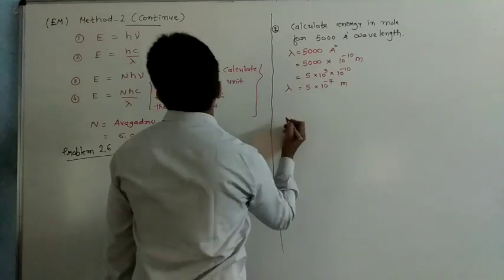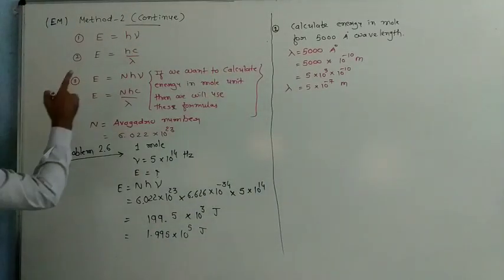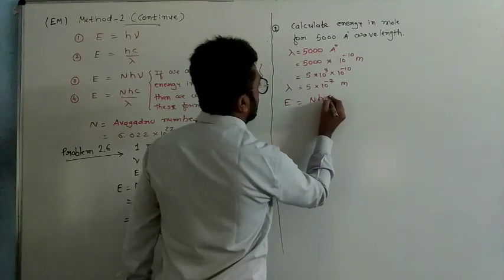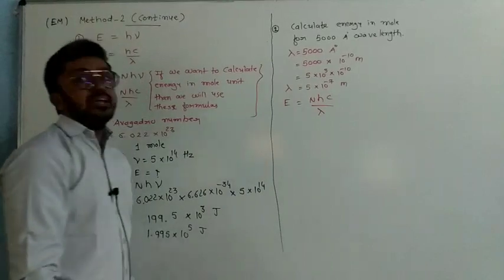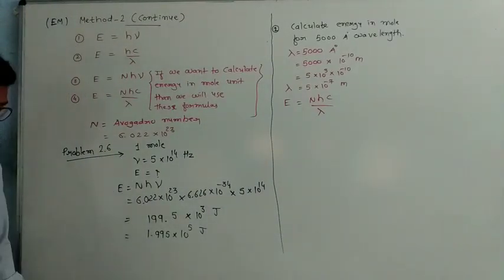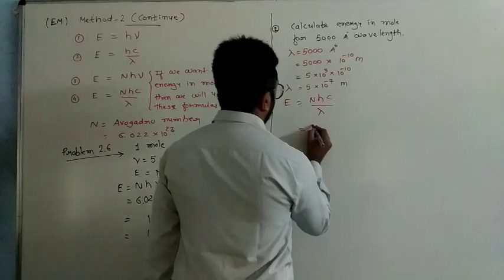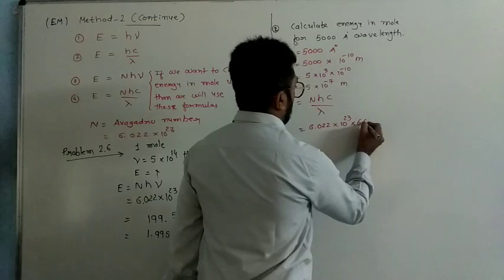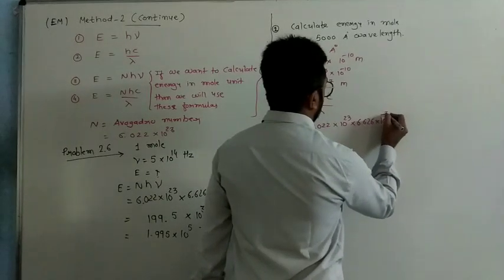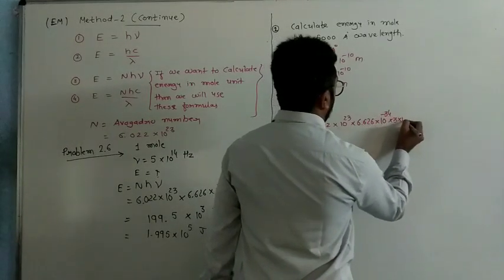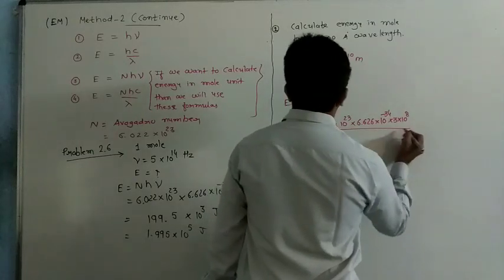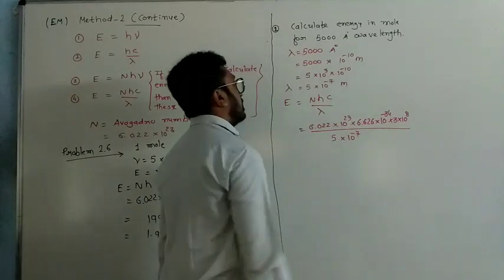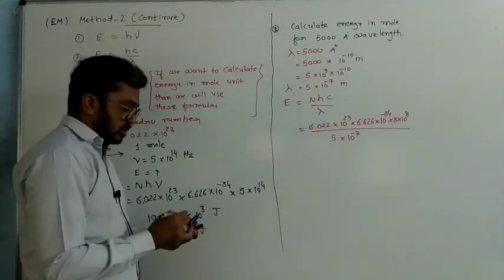Okay, we have to calculate energy. Wavelength is given, that's why we are using formula number 4: E is equal to N h c by lambda. Here N is 6.022 into 10 raised to 23, Planck constant is 6.626 into 10 raised to minus 34, speed of light is 3 into 10 raised to 8, and lambda is 5 into 10 raised to minus 7.